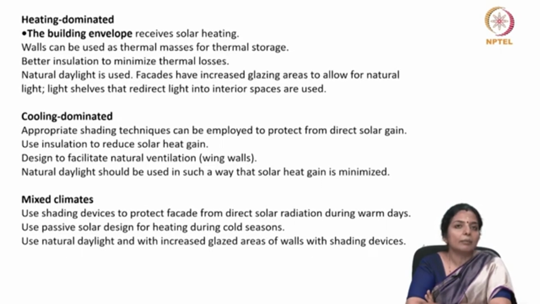In a cool climate, appropriate shading techniques can be employed to protect from direct solar gain, and we should use insulation to reduce solar heat gain. The design must be facilitated for natural ventilation with wing walls, and natural daylight should be used in such a way that solar heat gain is minimized.